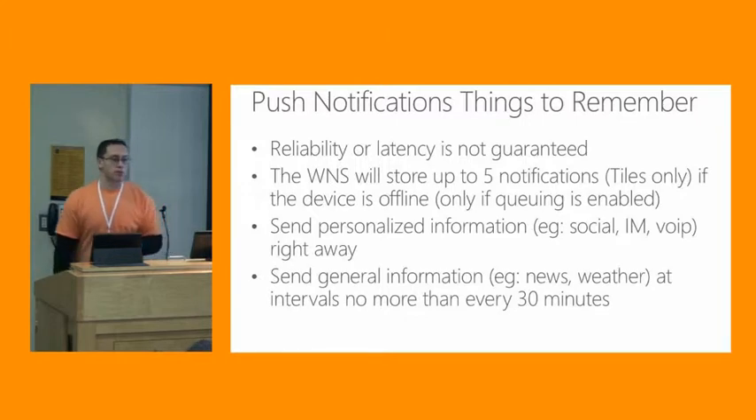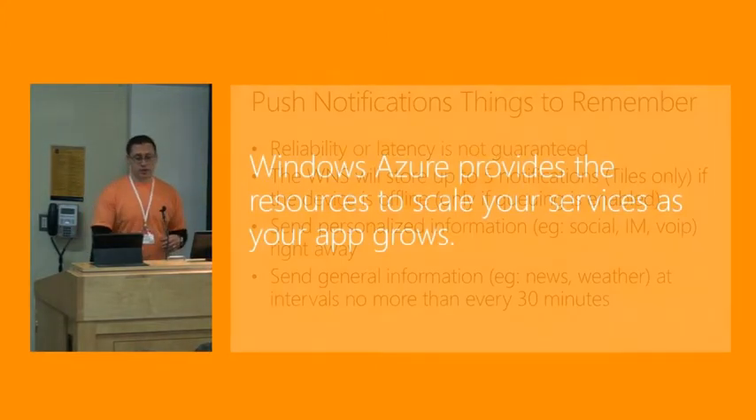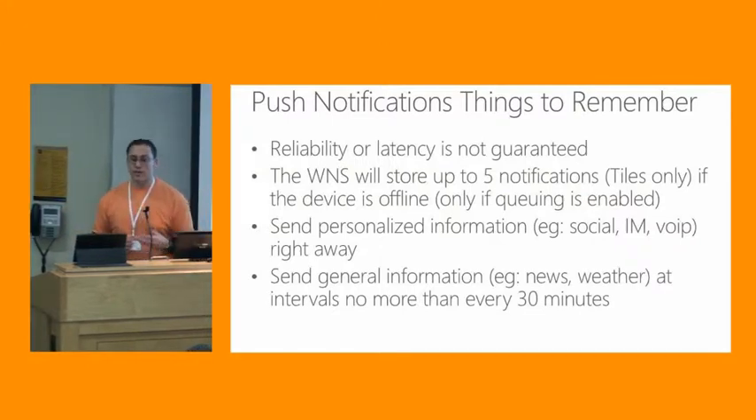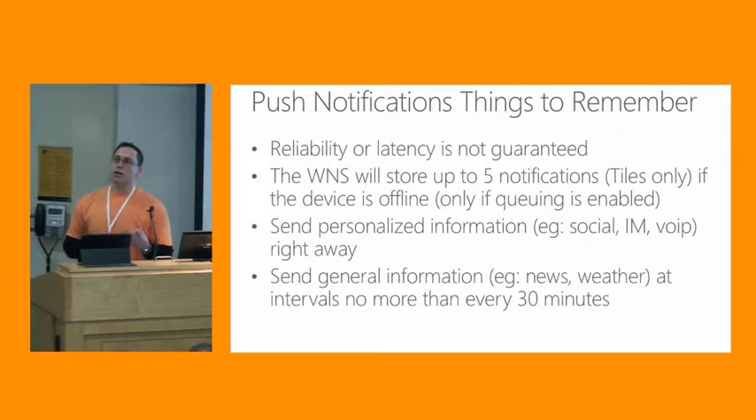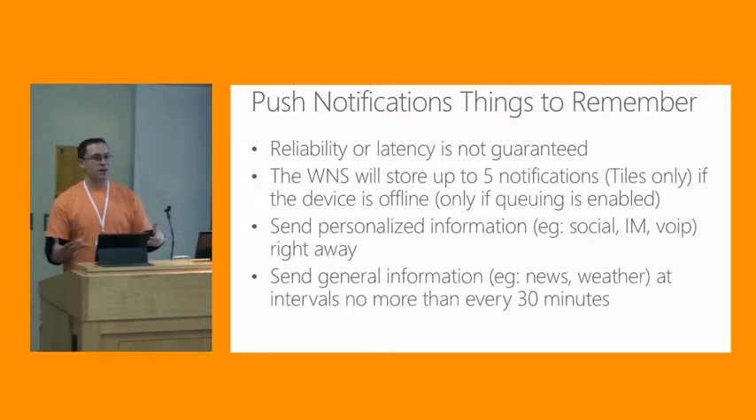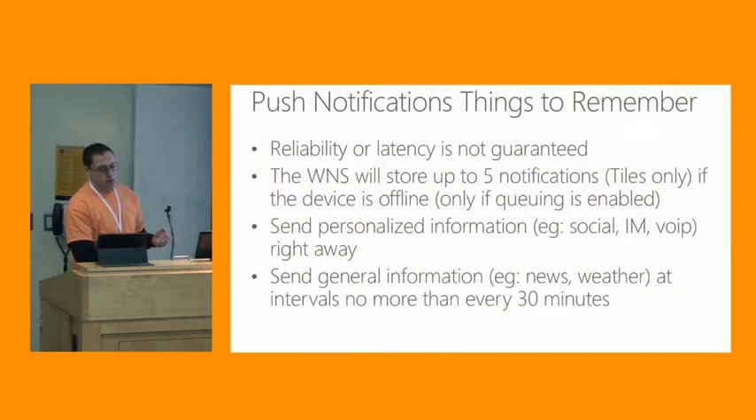So some things to remember. We talked a bit about the fact that you won't necessarily know whether it's delivered. So reliability and latency are not guaranteed. Again, if you need real time in your app, that's not the way to do it. The notification service will hold up to 5 notifications in the case of tiles. Just like we showed when you can enable queuing in your local live tile updates and show 5, the push notification service, if you're updating tiles via push, will do that as well.